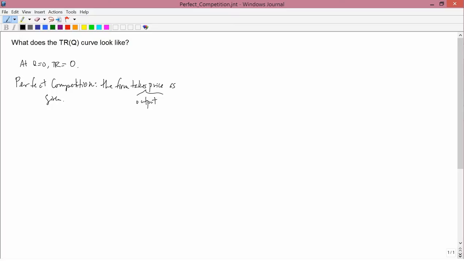What this means is the firm thinks that there's absolutely nothing it can do to affect the price that it gets for its output. It's important to understand that in a modern economy, very few firms are perfectly competitive. Any firm that has a brand name, Apple Computer, Toyota Motor Company, Chiquita Bananas, is a firm that thinks it can affect the price. And so it's not perfectly competitive.